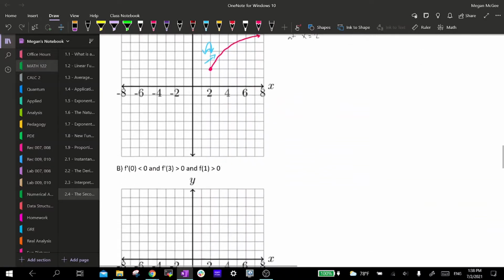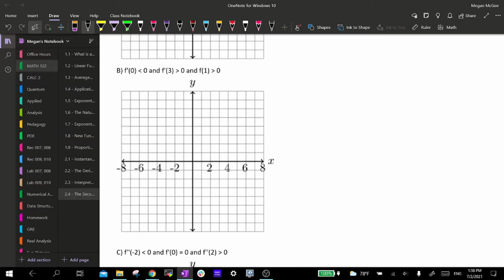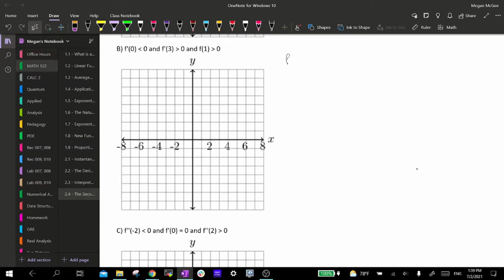Alright, let's go ahead and look at our second example. So here we're given that f prime of 0 is less than 0. So at 0, our derivative is negative. So we must be decreasing at 0.